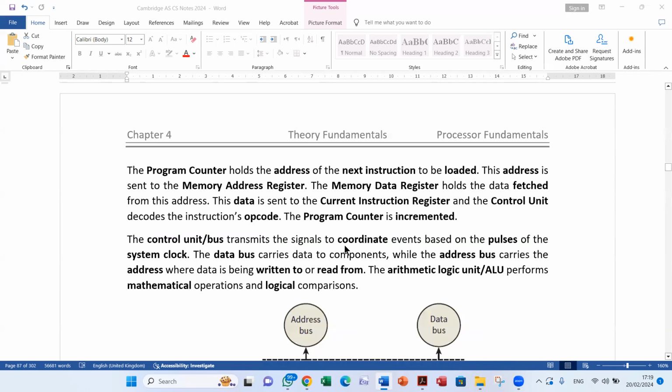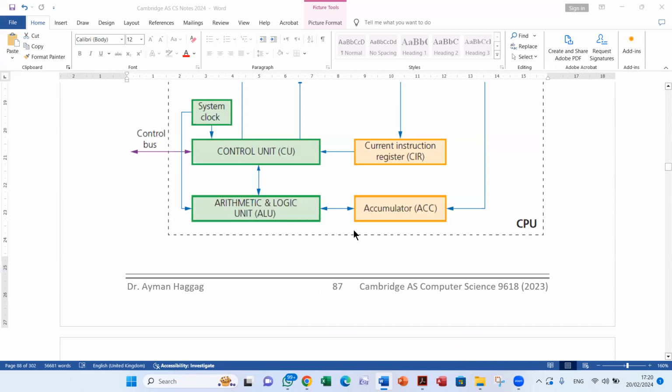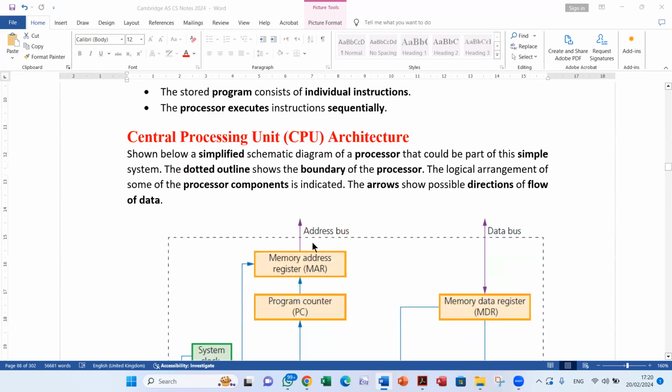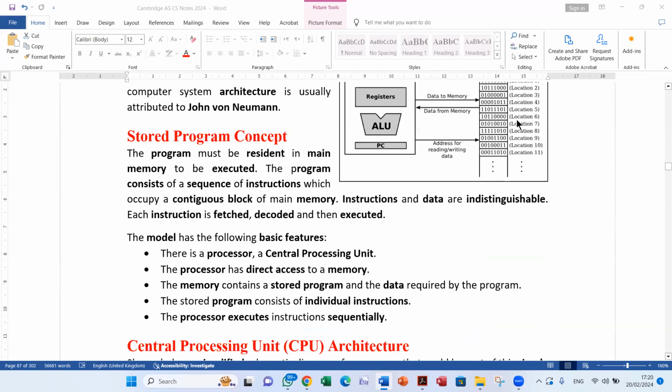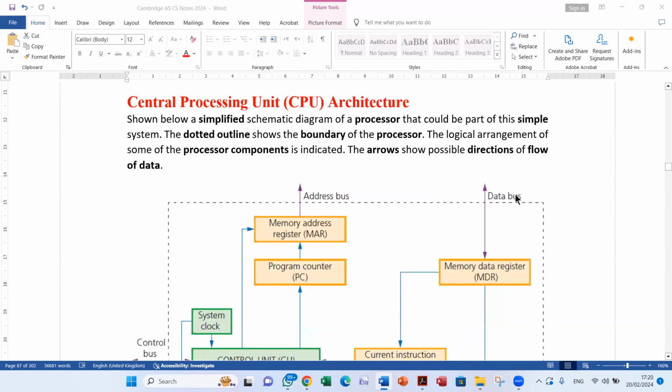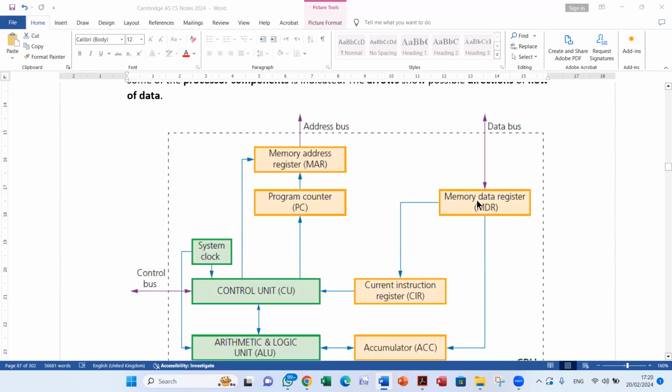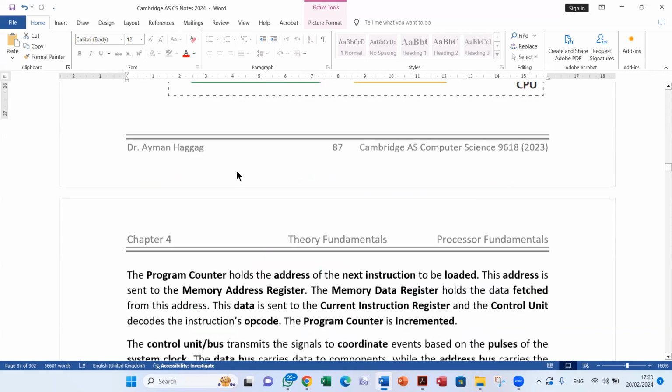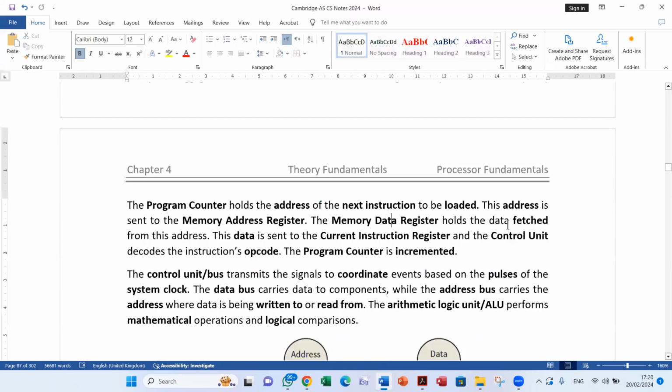Okay, so when the address goes to the address bus, it goes directly to the memory, and the corresponding data comes along the data bus and stays in the memory data register. That's why the memory data register holds the data fetched from this address. Actually, this is going to be called fetch, decode, execute. And this is the heart of running a program.